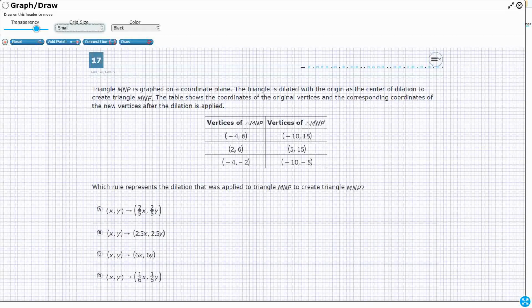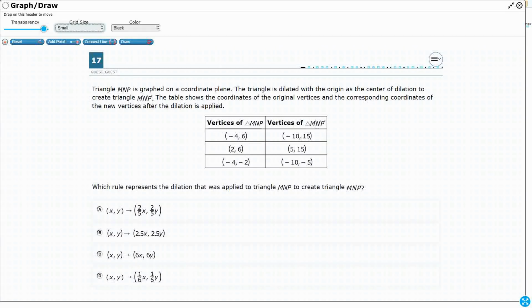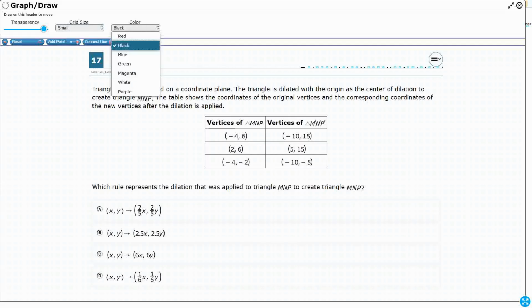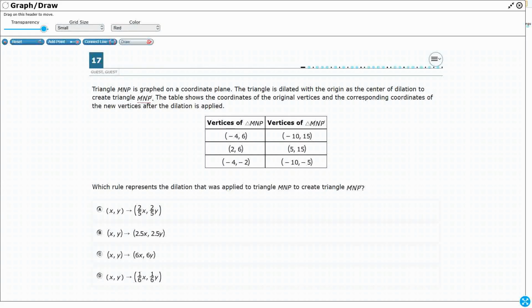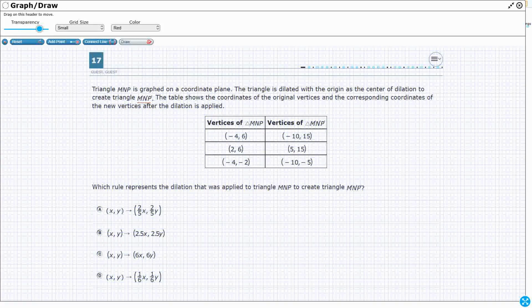All right, so we've got a triangle here and it is dilated with the origin as the center to create a new triangle. And our new triangle here is going to be this M prime, N prime, P prime. We've got the original vertices and the new vertices, and we're trying to figure out what algebraic rule best represents this dilation. Well, let's visually take a look real quick, okay?